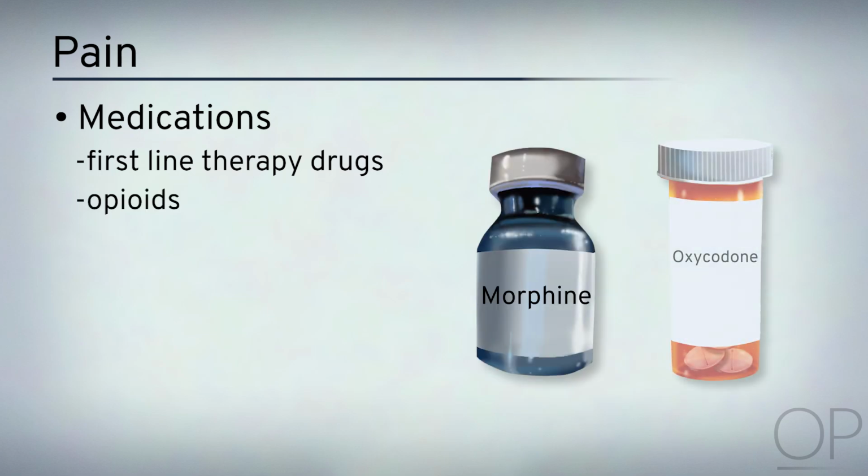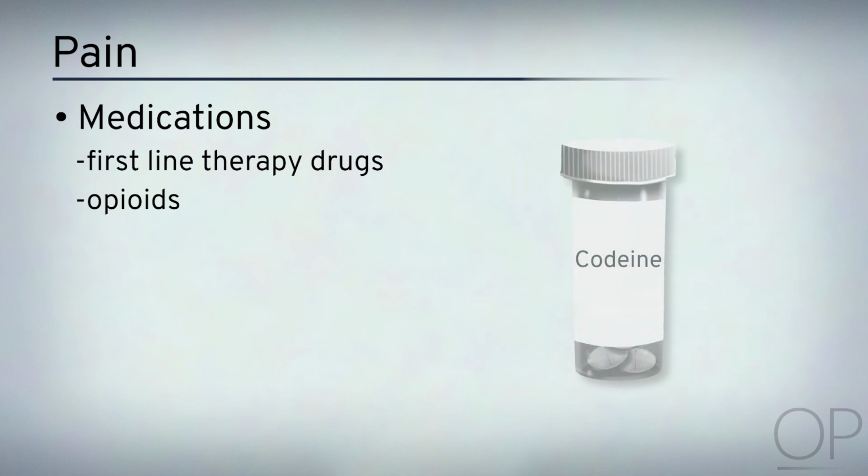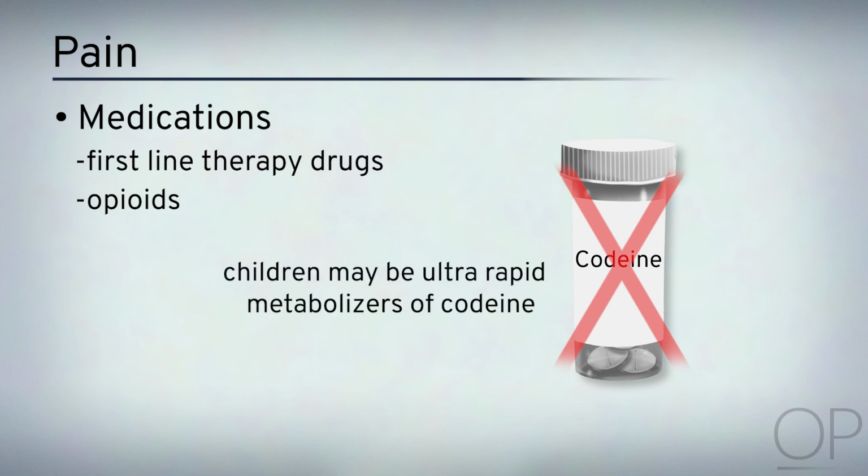Morphine and oxycodone are reserved for pain not relieved by acetaminophen or NSAIDs. Codeine should absolutely not be administered to post-tonsillectomy patients, as there are reported severe or life-threatening complications in children who are ultra-rapid metabolizers of codeine who might be first exposed to this medication after tonsillectomy.